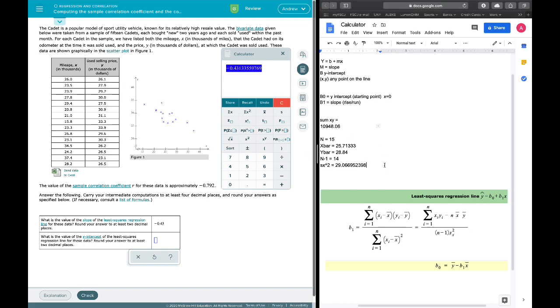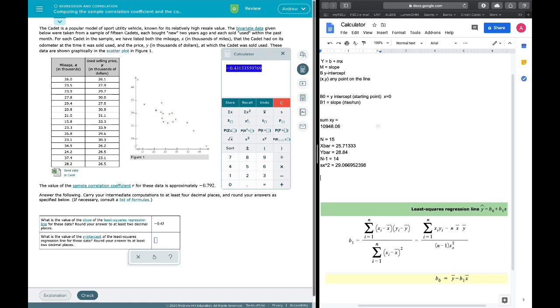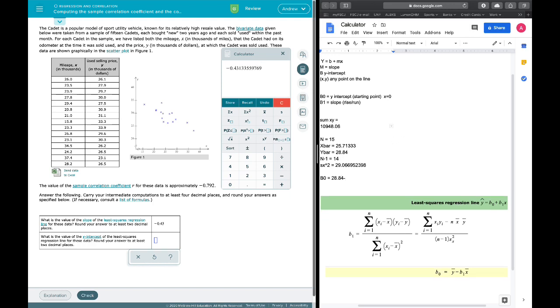All right, so that is the hard part of this one. Now we have to find the y-intercept. What's the value of the y-intercept? They actually give us a formula down here to find the y-intercept. So we know some of this information. We know what y bar is. We know we're trying to find b naught, which is b0. Y bar is 28.84. Just looking right here above, I've got that information already. Yes. Our b1, which is what we just found.